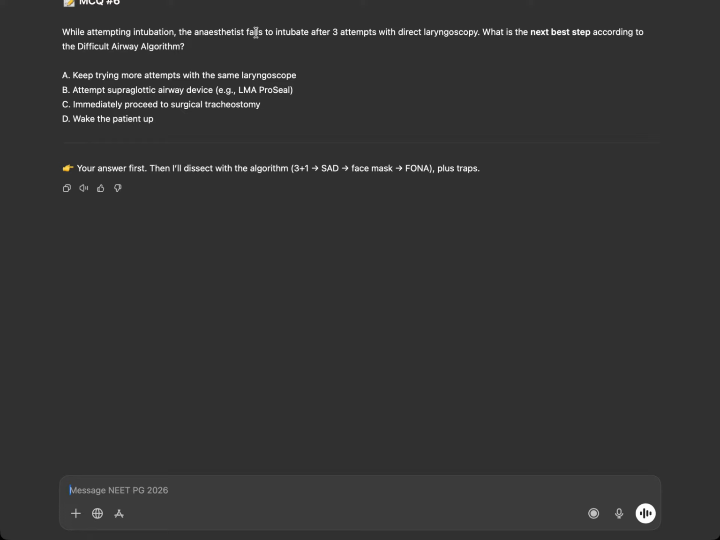Attempting intubation, the anesthetist fails to intubate after 3 attempts with direct laryngoscopy. Which is the next best step according to the difficult airway algorithm? Okay, there is plan A, B, C, D. Keep trying more attempts with the same laryngoscope? No, three attempts have been done with the direct laryngoscope. There is no point in doing it a few more times. Attempt supraglottic airway device. Yeah, this is the ideal next step.